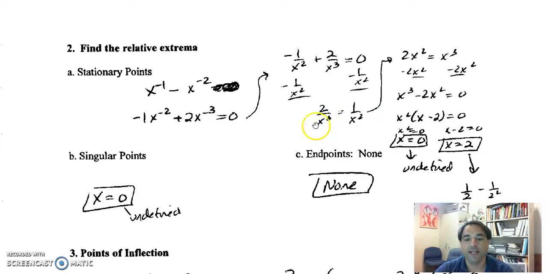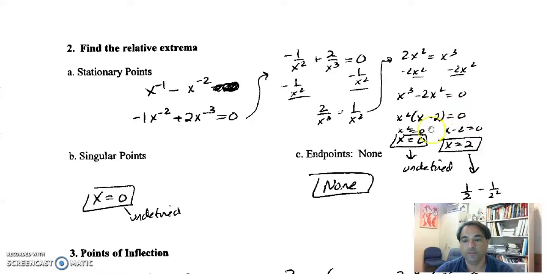Cross multiply. x to the third times 1 is x to the third. 2 times x squared is 2x squared. Move everything to one side, set equal to 0. So I subtract 2x squared, and we're left with x cubed minus 2x squared equals 0. To solve that, we're going to factor out an x squared. So we get x squared times (x minus 2) equals 0.